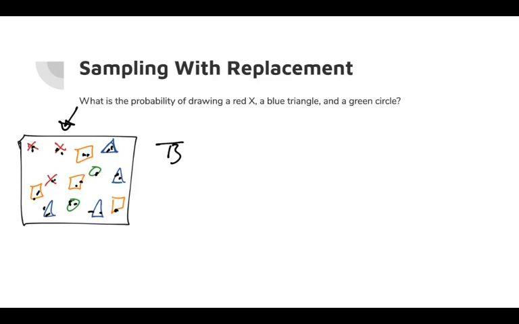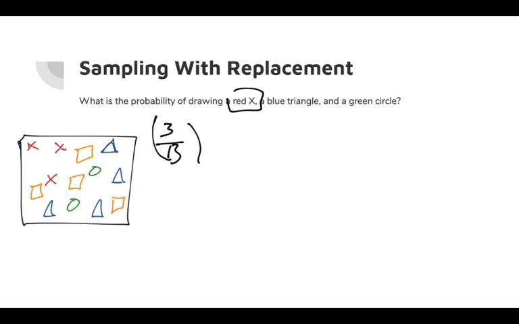So let's start with the first one. What's the probability of drawing a red X? Well, there are 3 red X's in there, so I have 3 chances out of 13 of drawing a red X. I would reach in and pull out the red X, look at it and say, oh, I got a red X, and then I would replace it, stick it back in there. The important thing is that in between each draw, I'm replacing whatever it is that I drew. So 3 out of 13 chances to draw a red X.